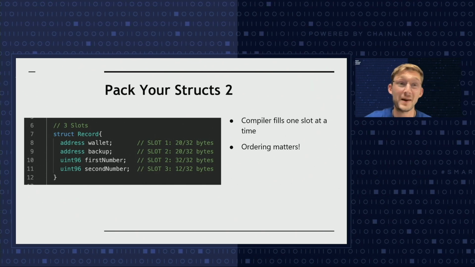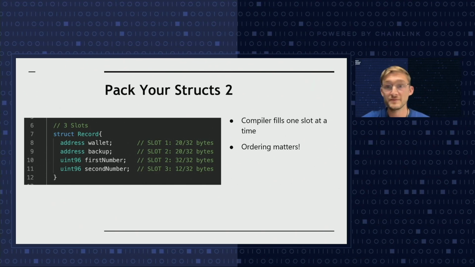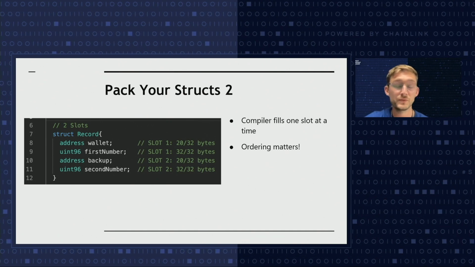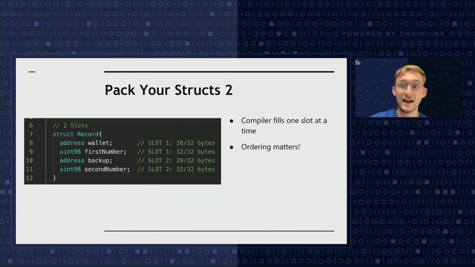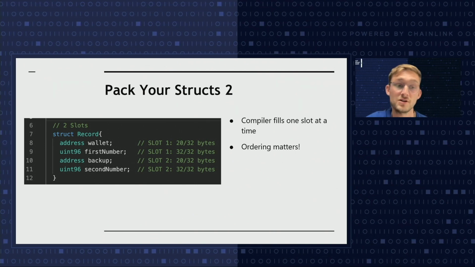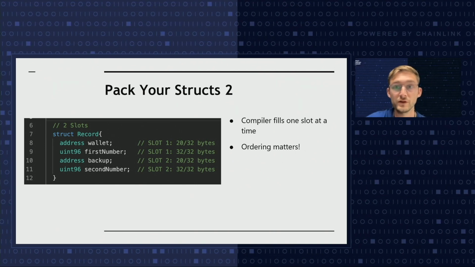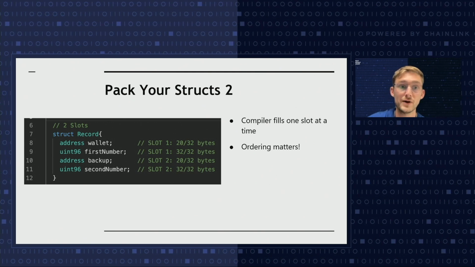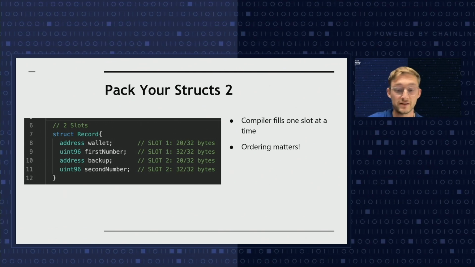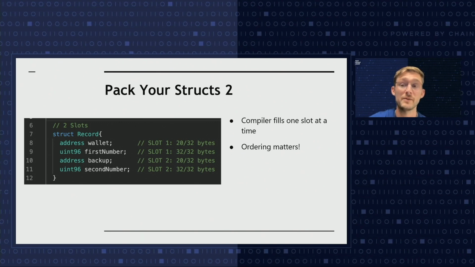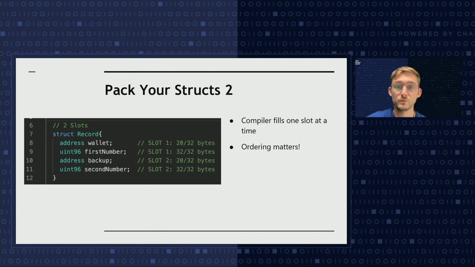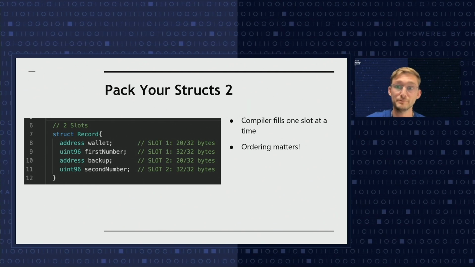The ordering actually matters. So how can we fix this? Well, it's pretty simple. We just move first number up, and now this struct uses 2 slots instead of 3. So again, we've gone from incurring 3 SLOADs and 3 SSTOREs every time we read a record from storage to now just using 2, which is a big gas saving.